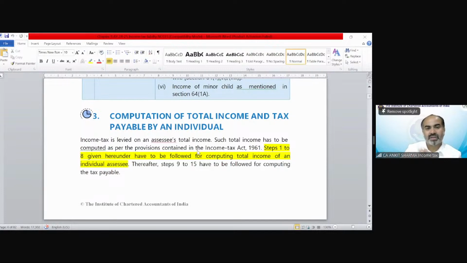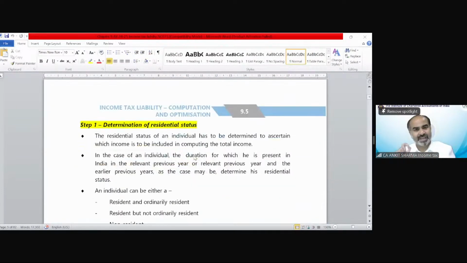Steps 1 to 8 here have to be followed for computing income, and then steps 9 to 15 for calculation of tax liability. So there are almost 15 steps to find out our tax liability, including the AMT provision, etc. Determination of residential status. We have already gone through this topic.